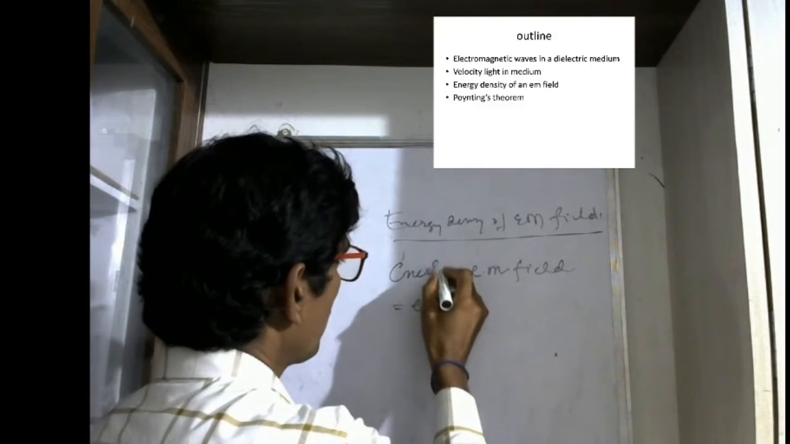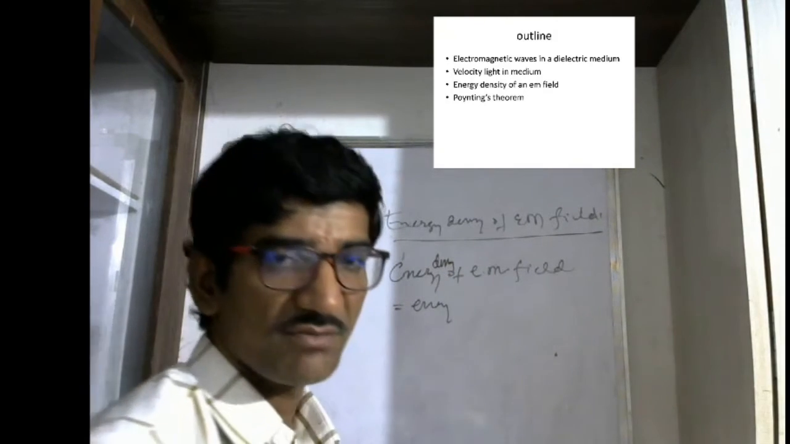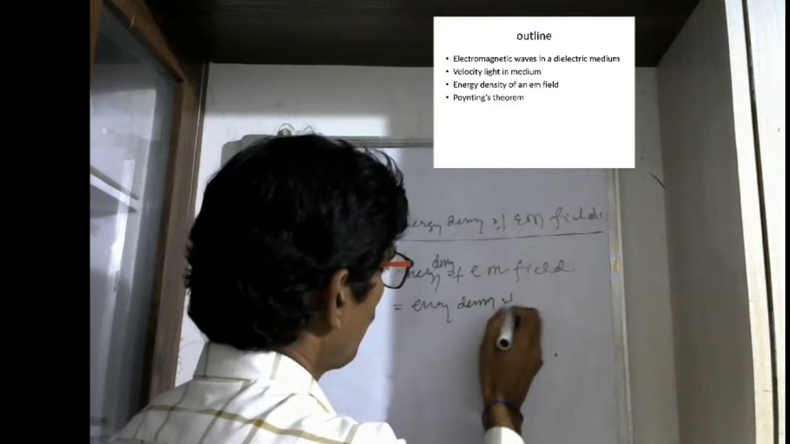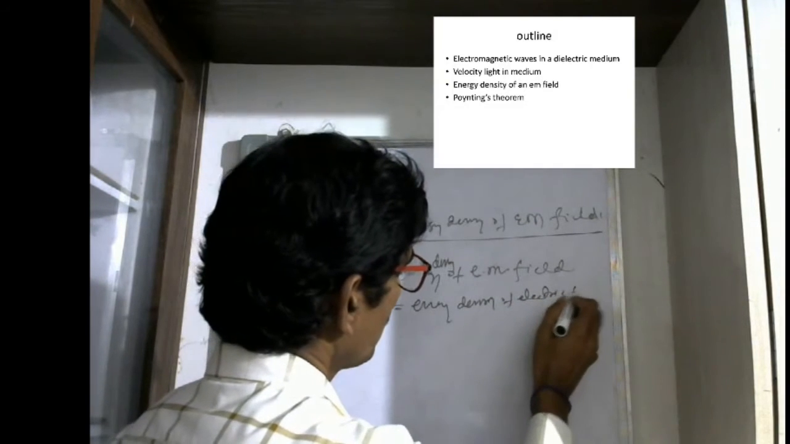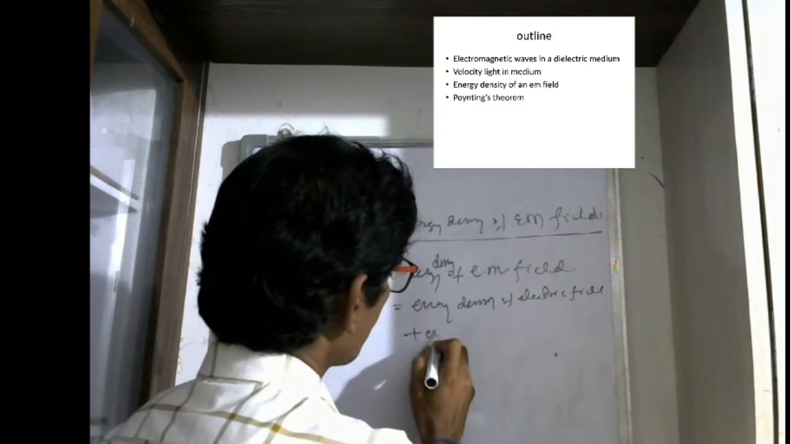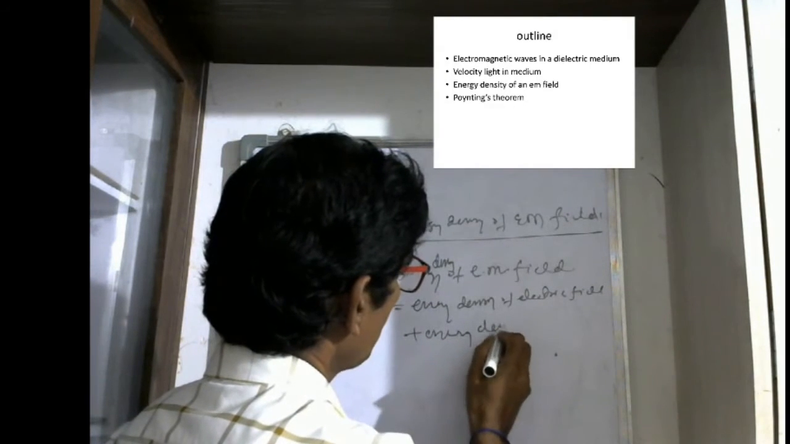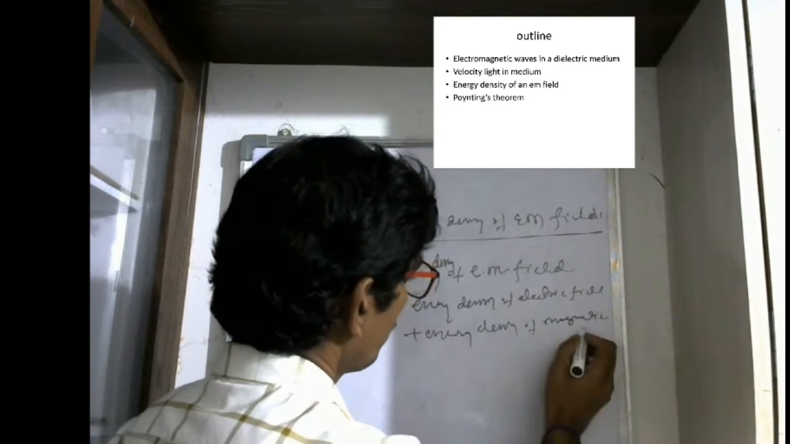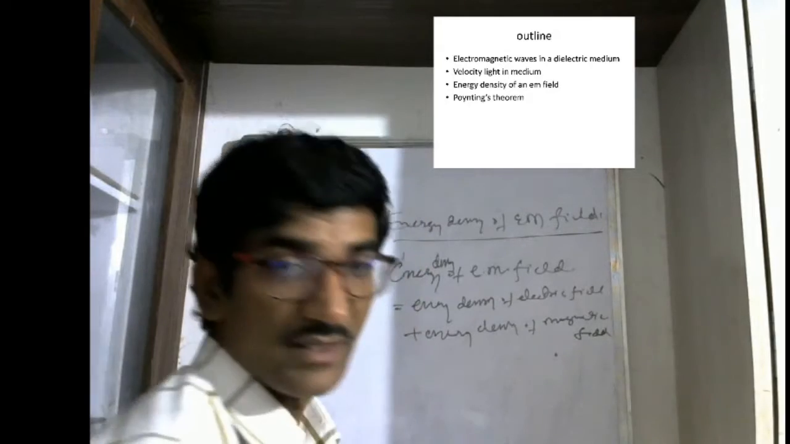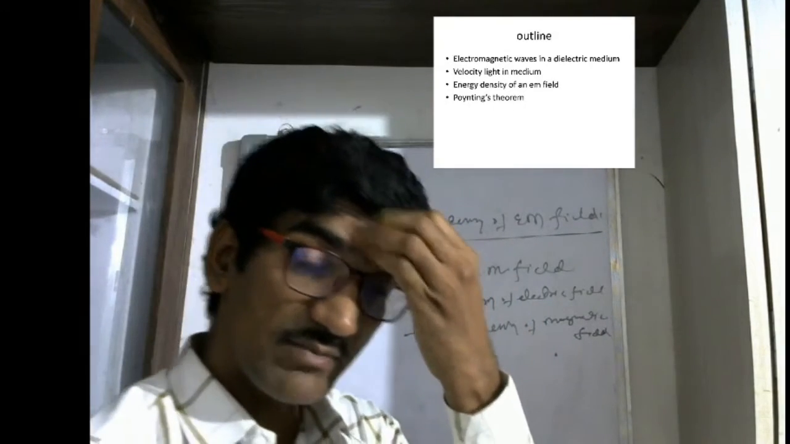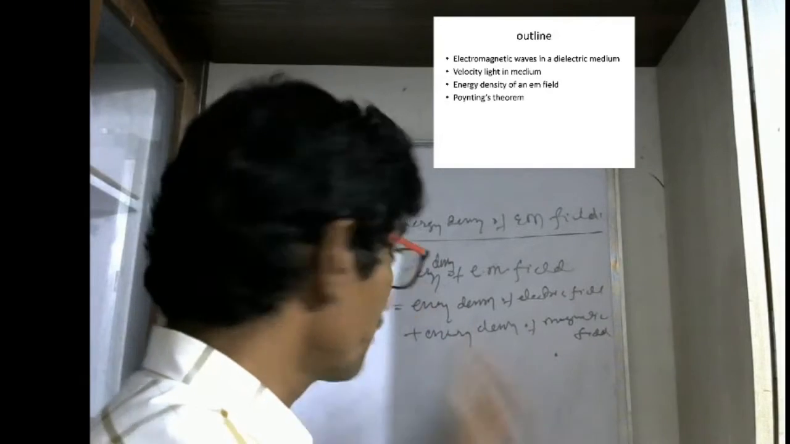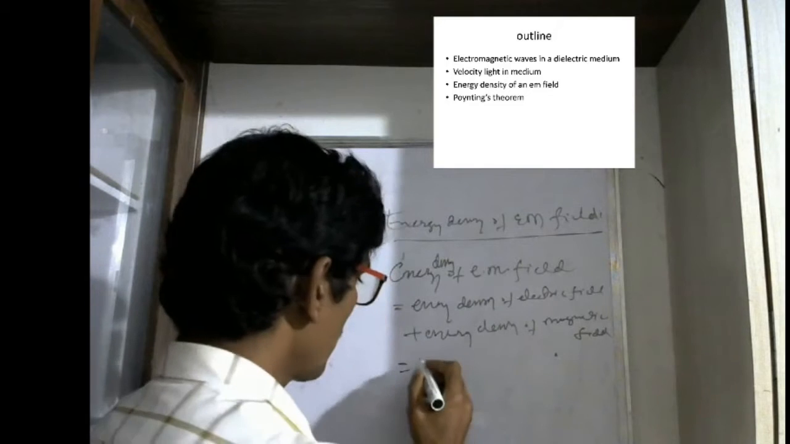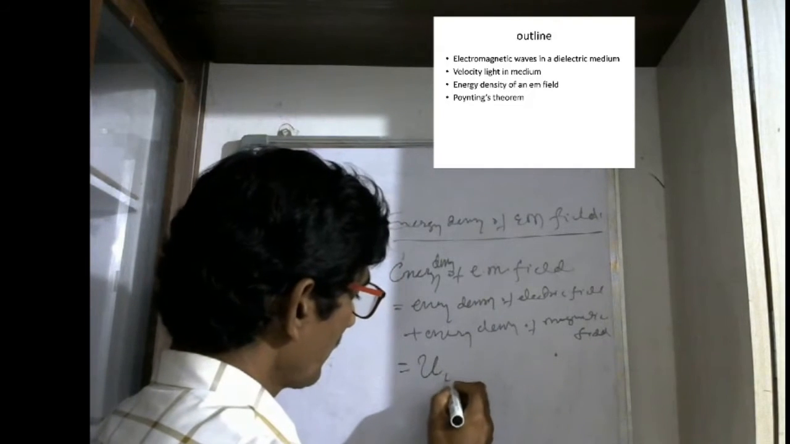or it may be energy density. Energy density of the electromagnetic field is equal to energy density of the electric field plus energy density of the magnetic field. This will give you the energy density of the electromagnetic field. You know this. What is this? This is U_E.